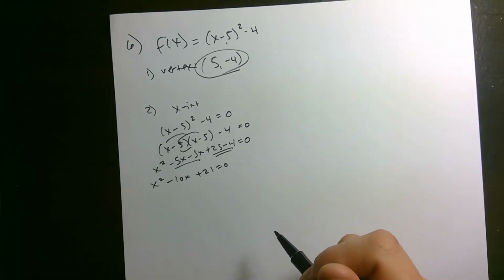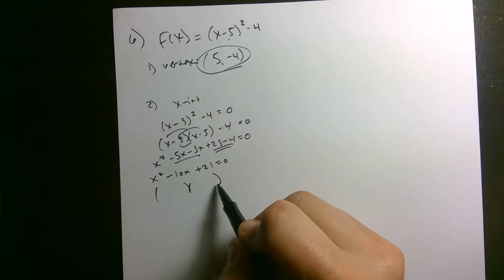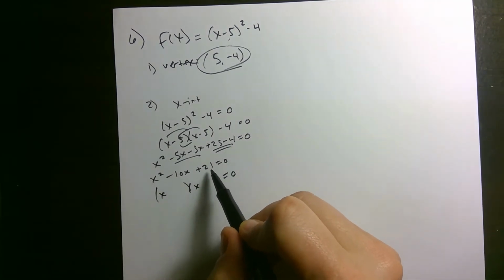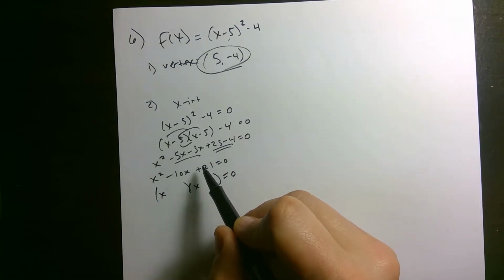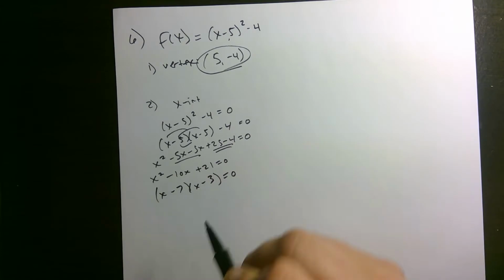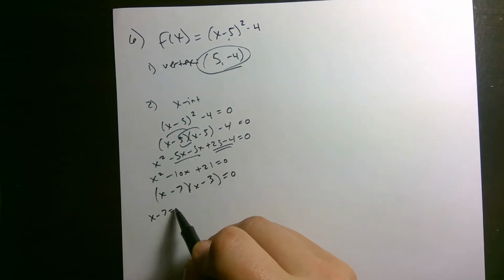Now I have to dig deep, and I have to, our favorite F word, factor. So I set my parentheses open here, and I say, okay, I need 2 numbers that multiply together to give me 21 while adding up to give me negative 10. Those numbers are negative 7 and negative 3. And then I can quickly solve each of these. I'm going to write it for you, but you don't have to write all of this out.